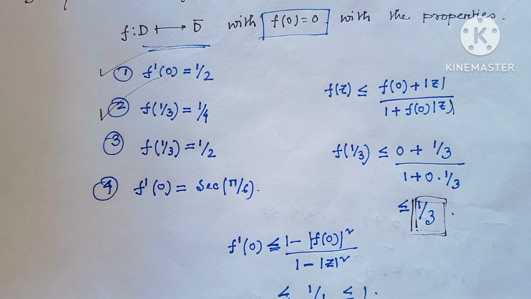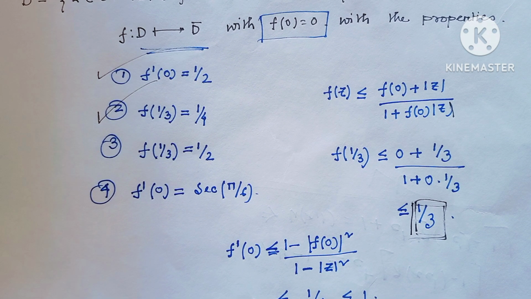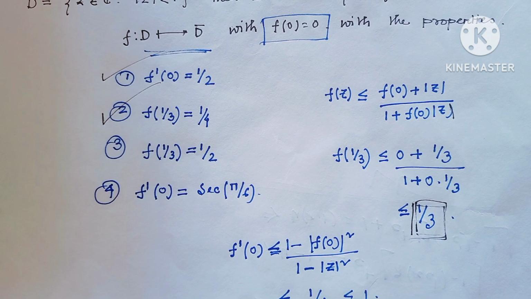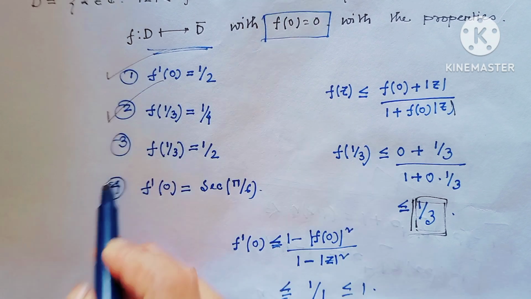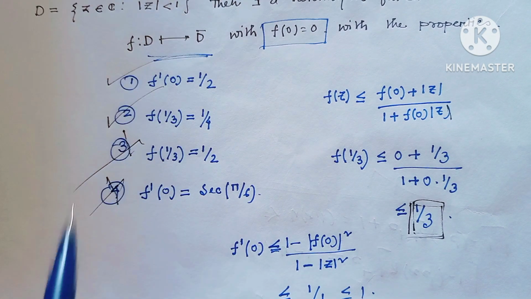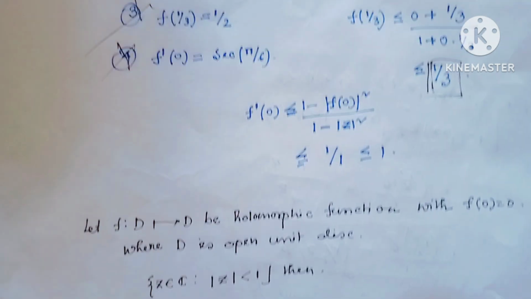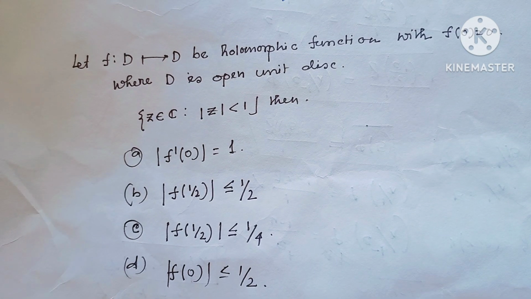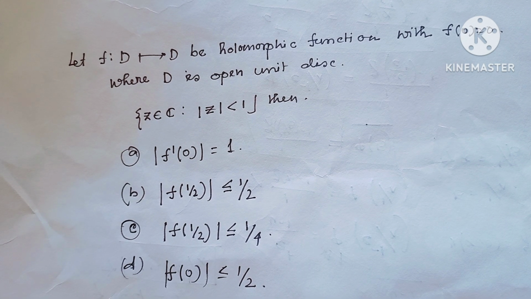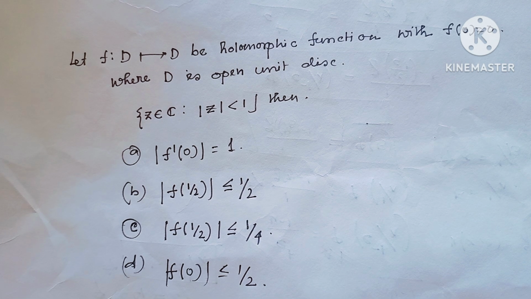And I had seen in my previous video f'(0) = sec(π/6), which is greater than 1. So this is not possible, and this is greater than 1/3, so this is also not possible. But today's actual question is the same type of question, but only the options are different.